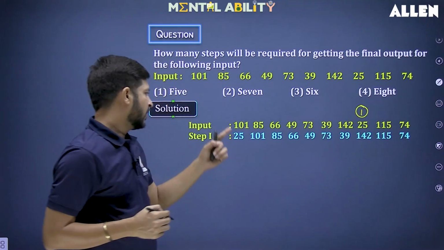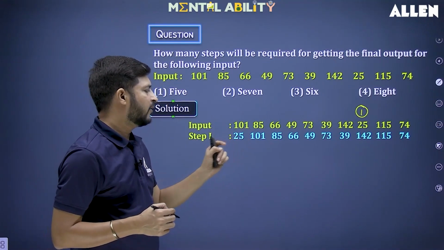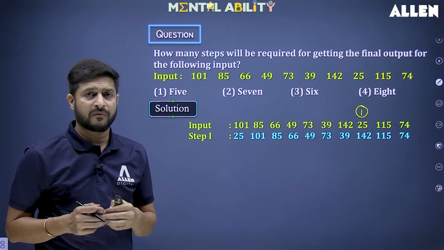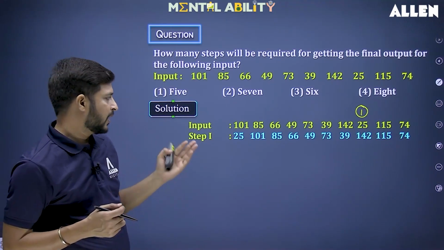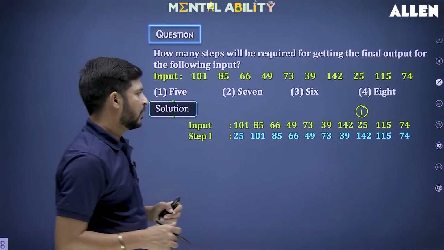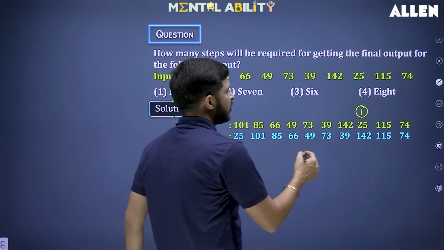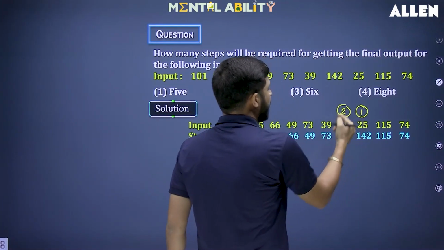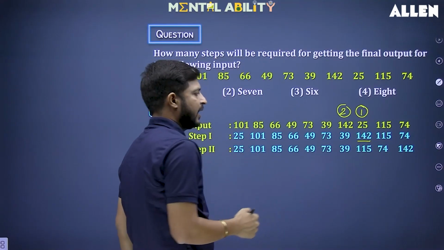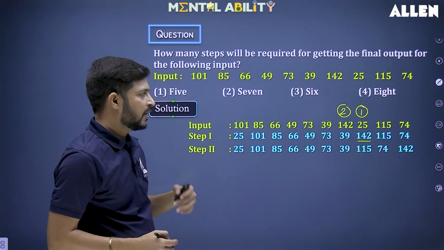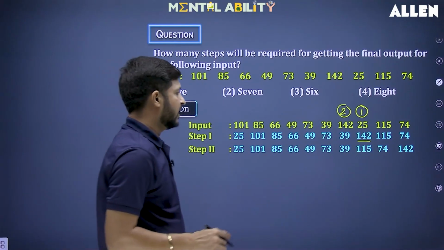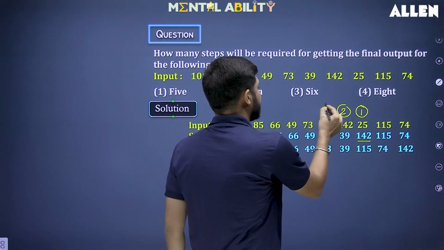So in step number 1, 25 has been brought to this particular place, which is the leftmost place, among the step number 1. Now if I talk about the greatest number over here, this 142 will be shifted from this place to the last, and this will be step number 2. Now the number just greater than 25, it will be 39, so this will be step number 3.